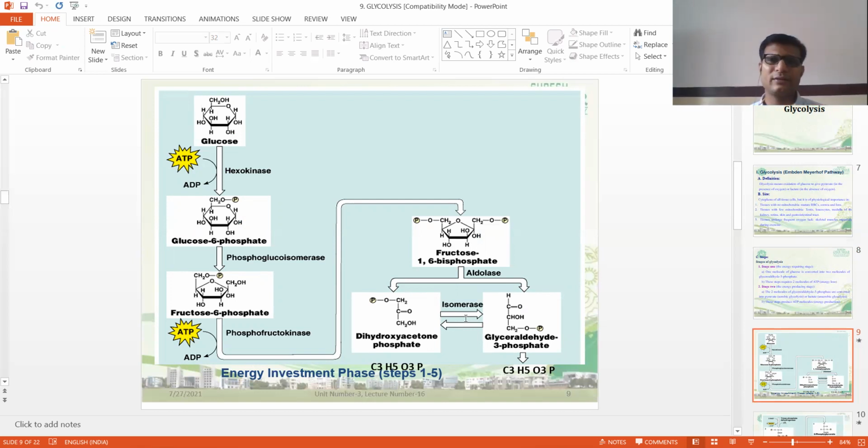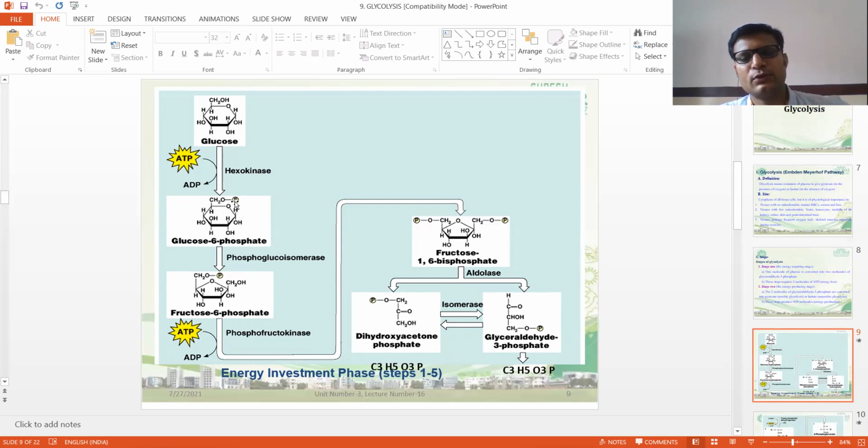There are a total of 5 steps where the 6-carbon molecule is converted into 3-carbon compounds. First is glucose. We know that glucose is a 6-carbon molecule. You can see on the cursor that it is a cyclic structure which is given here; generally it is a linear 6-carbon molecule. So we require ATP, and the enzyme hexokinase will convert glucose into glucose 6-phosphate. There is addition of a phosphate group on the hydroxyl group.